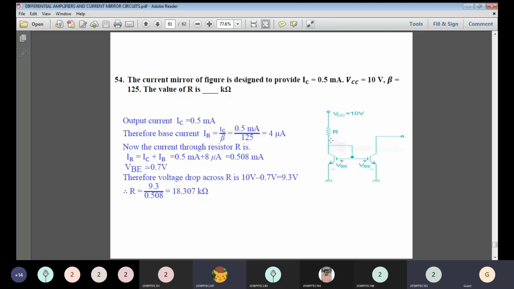So what is the resistance value here? Apply Ohm's law: R equals V by I. The V value is the drop, 9.3 volts, and the current here is IR. That IR is nothing but the addition of collector current as well as base current. The collector current is mentioned in the question, but the IB value is not known, which is why in the first step we calculated this IB. Now you substitute the values, and you get 18.307 kilo ohm.